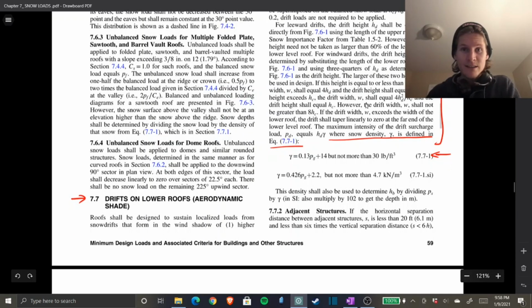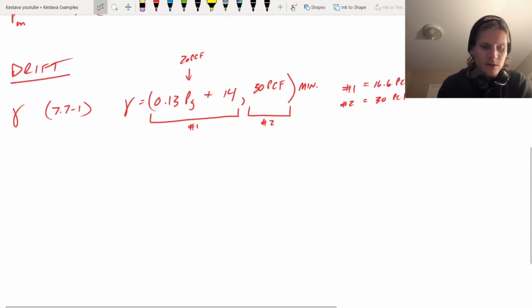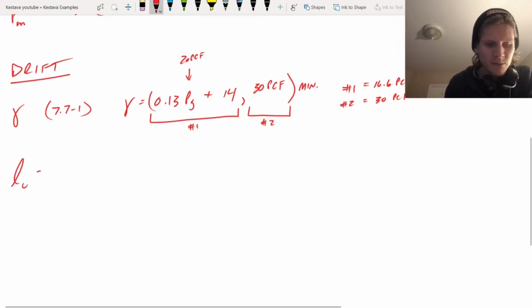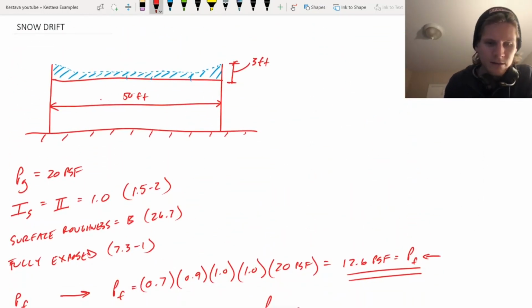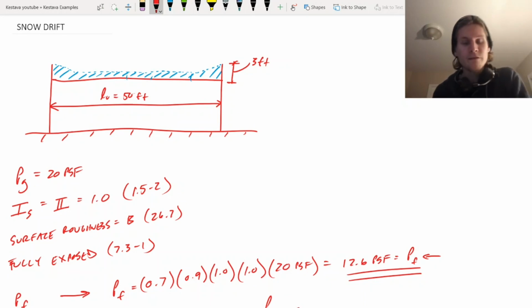Next, we need to find L sub U, which is easy. That's just the length of our building. We said it was 50 feet, but let's go write that in. So next we have L sub U equal to 50 feet. And that, I'm just going to go up to the top here. So that is LU. That's your 50 feet.